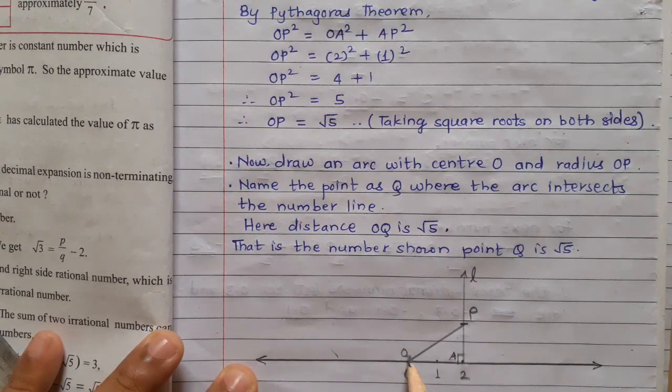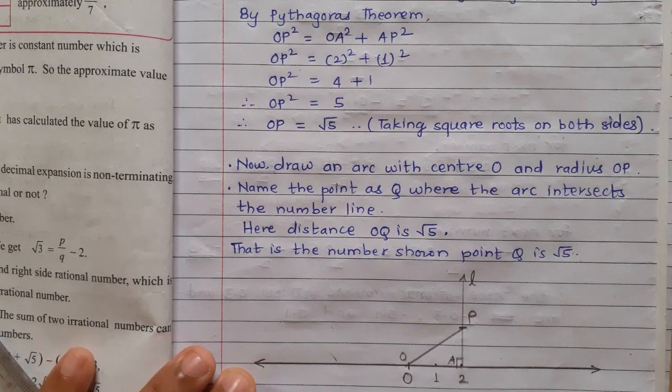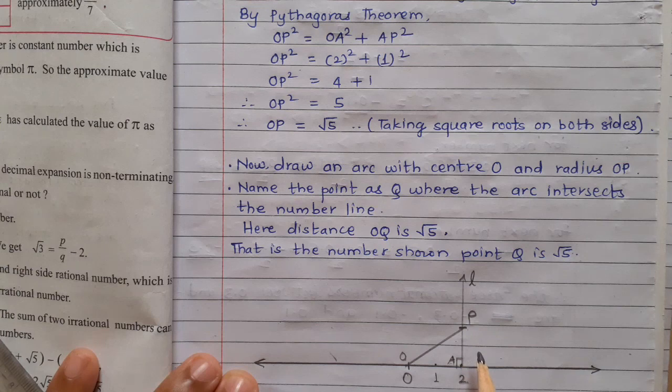Here triangle OAP is formed, and it is a right angle triangle. Then we can use the Pythagoras theorem. The Pythagoras theorem is, in a right angle triangle, the hypotenuse square is equal to the sum of squares of the other two sides.